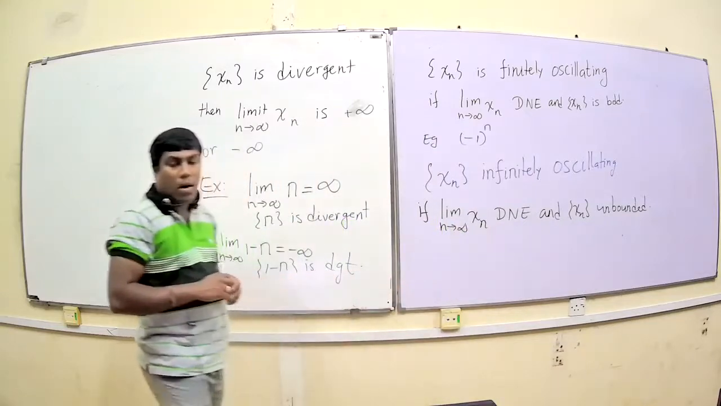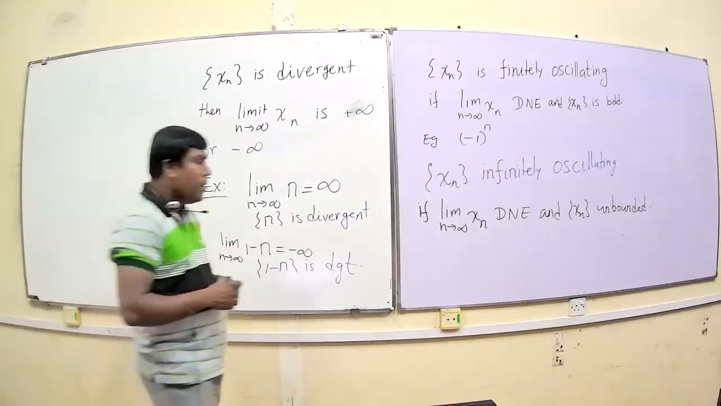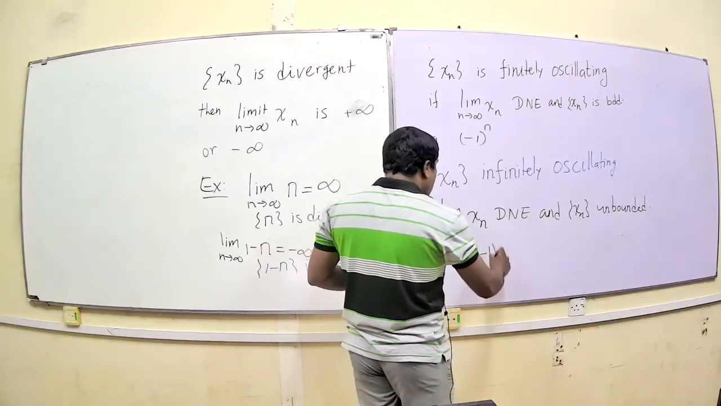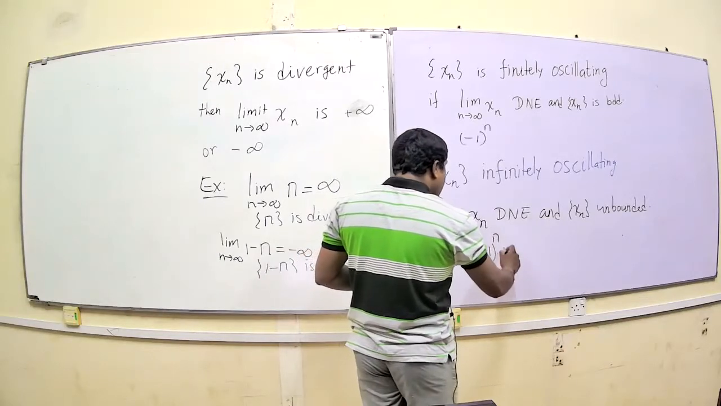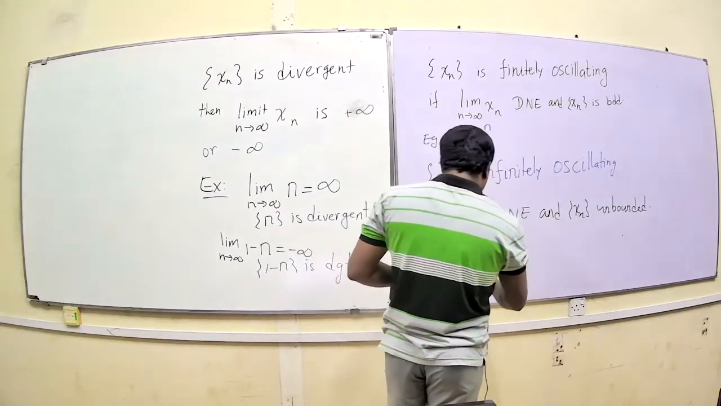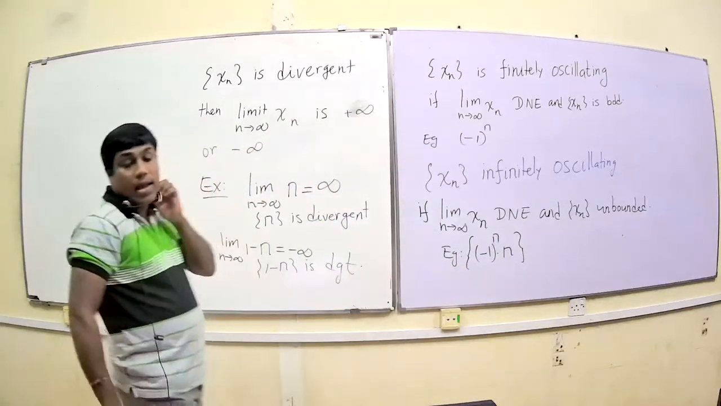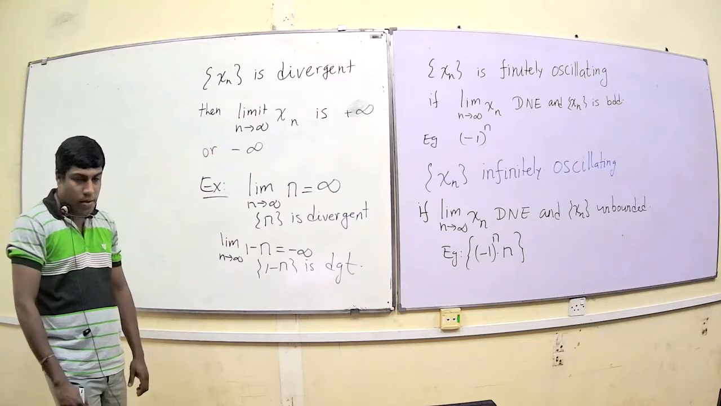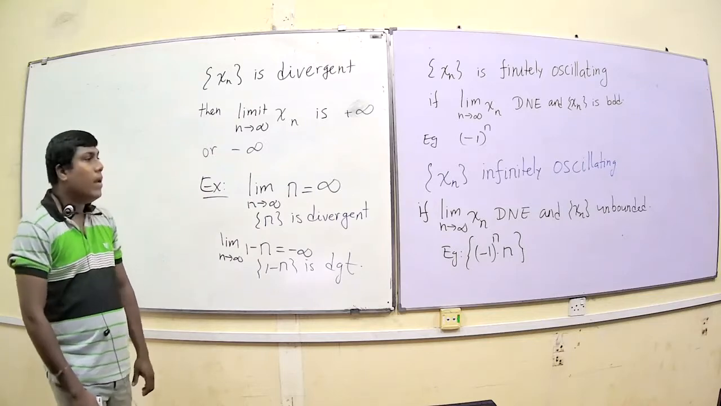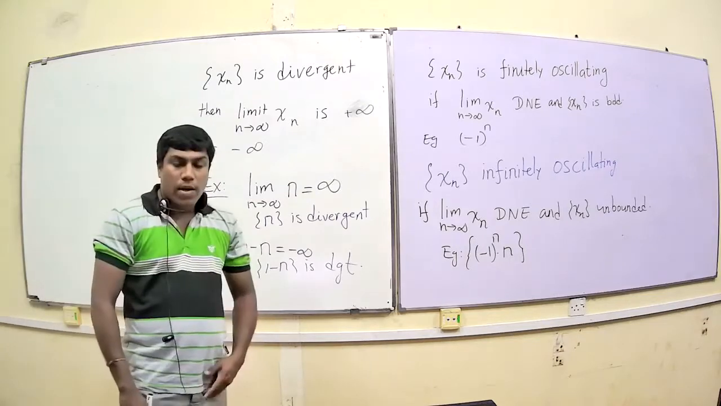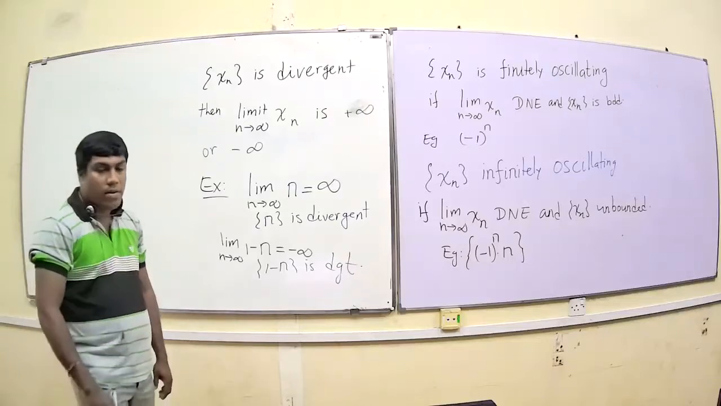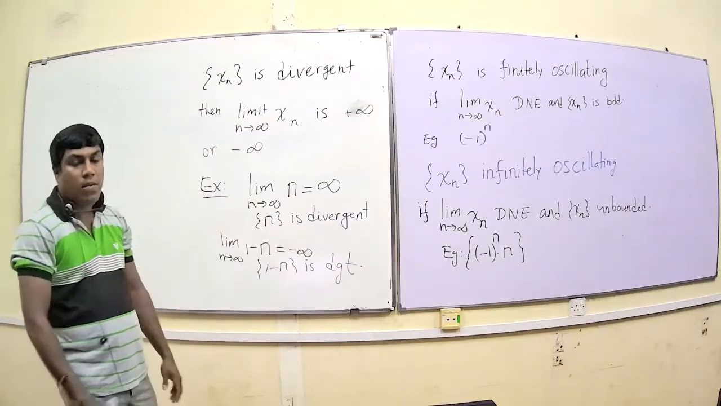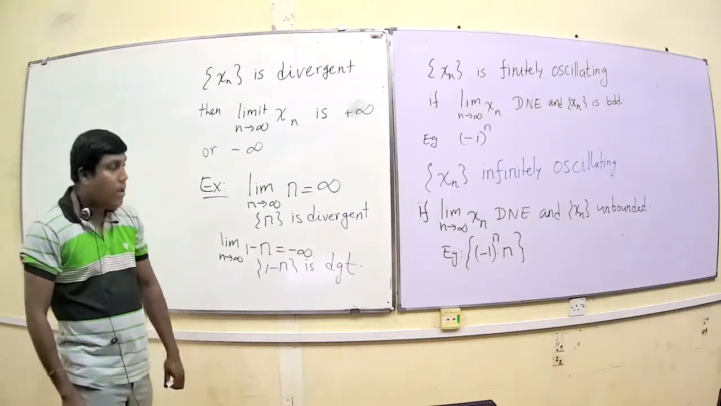Right? So the sequence is unbounded. One example is (-1)^n multiplied by n. You can see that the absolute value of this number is n, which is unbounded. But the limit of the sequence also (-1)^n will not exist, because it will go from minus infinity to plus infinity and minus infinity to plus infinity.